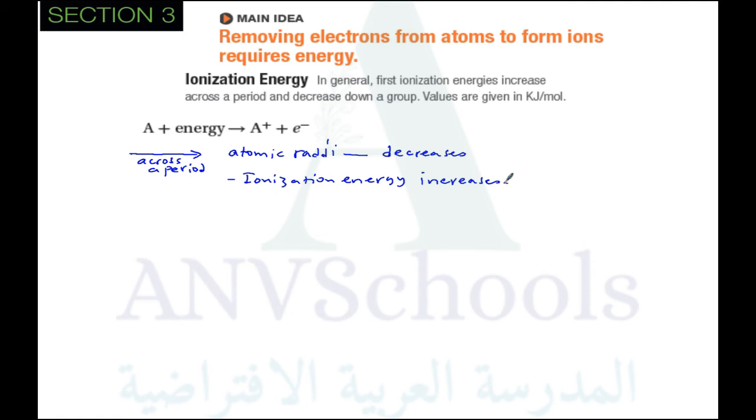What does it mean, ionization energy? We are referring to first ionization energy. We'll come to the second and third ionization. So the first ionization energy across a period increases because why? Because the size of an atom decreases. So what is the relationship between size of an atom and ionization?